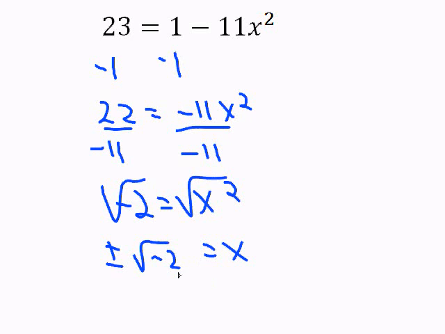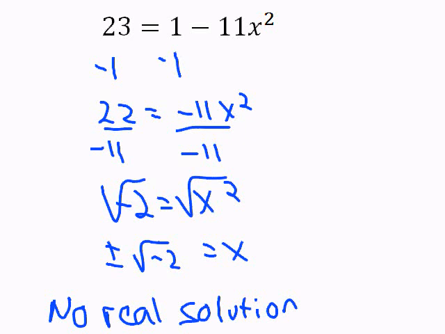Taking the square root of both sides, giving us plus or minus square root of negative 2 is equal to x. Now if you remember, I told you we cannot take the square root of a negative number yet. So for right now, we're going to write no real solution.